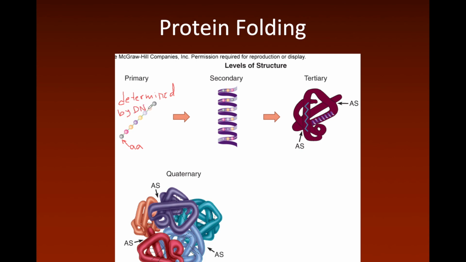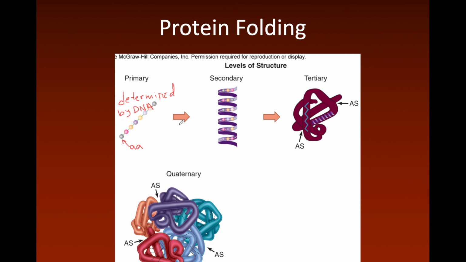So this we'll talk about in the next chapter on genetics. This is produced during the process of translation, where DNA is first transcribed into messenger RNA, and that messenger RNA is read by translational machinery, specifically the ribosome, to generate this core primary sequence of amino acids.